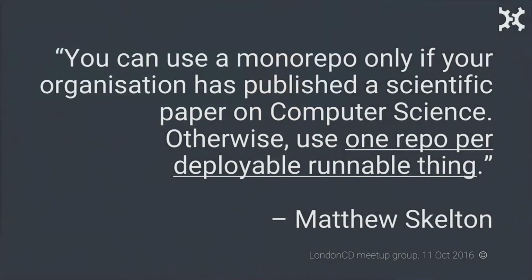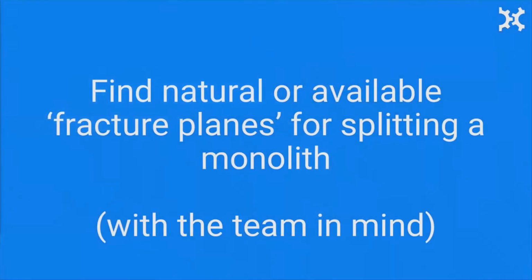So if you can use a monorepo, which is where you put all your code into a single big repository, if your organization has published a scientific paper on computer science. So that's basically just Google. Does that seem fair? They'll find natural or available fracture planes for splitting a monolith with the team in mind.